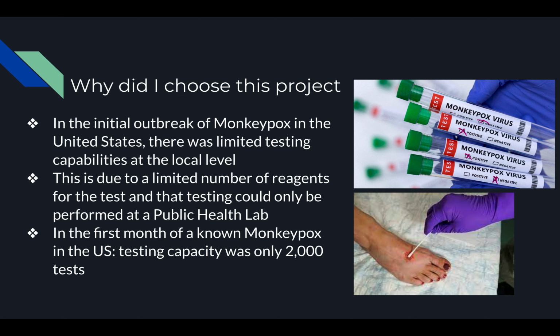Moving on to why did I choose this project. In the initial outbreak of monkeypox in the United States, there was a limited testing capability at the local level. This was mainly due to reagents and machines for the test not being widely available. Testing for an emerging infectious disease can only be done at a government public health lab, and there's only 70 of them in the United States. Due to the low number of labs, reagents, and testing machines, in the first month of the known monkeypox, testing capacity was only 2,000 tests.